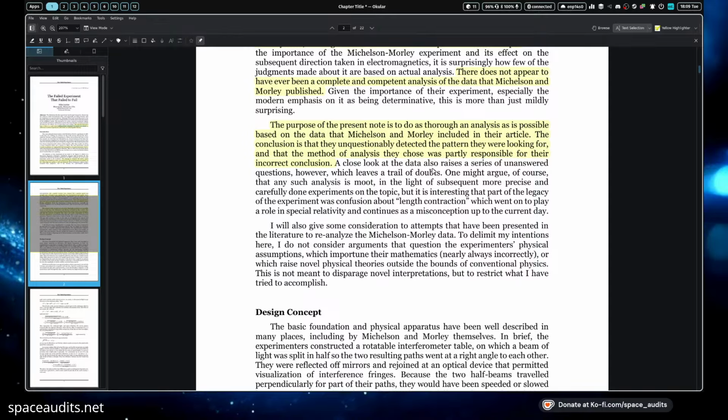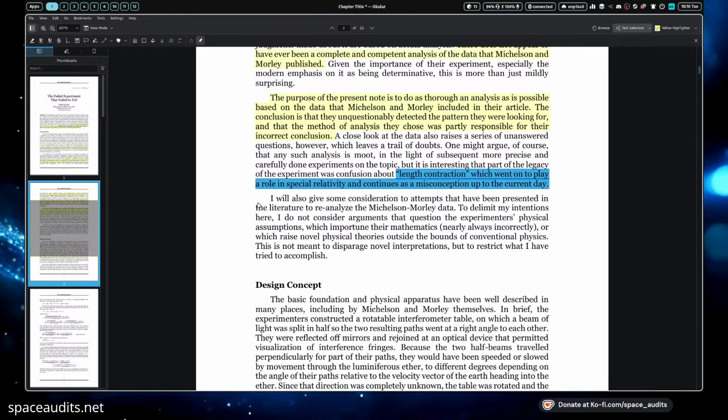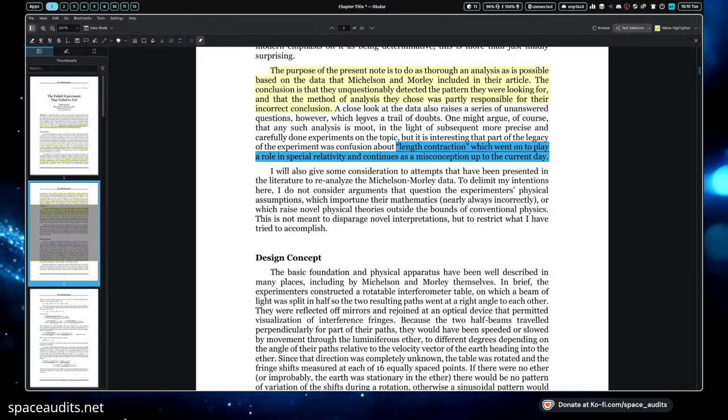So as we look closely at the data, it also raises a series of unanswered questions, which leaves a trail of doubt. One might argue, of course, that any such analysis is moot in light of subsequent, more precise, carefully done experiments, but it is interesting that part of the legacy of the experiment was the confusion about length contraction, which went on to play a role in special relativity and continues to be a misconception in the current day. Yeah, that part's extremely true, because they conflated the timing and spacing of waves with respect to the original wavelength with the actual lab changing dimensions and time. So that is a huge misconception of how to interpret the results.